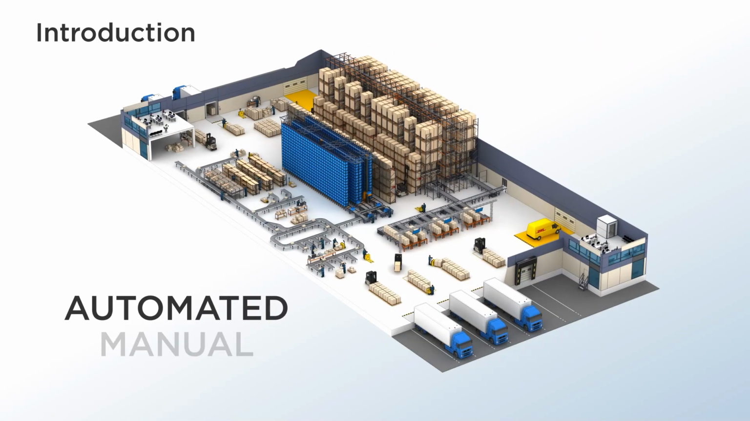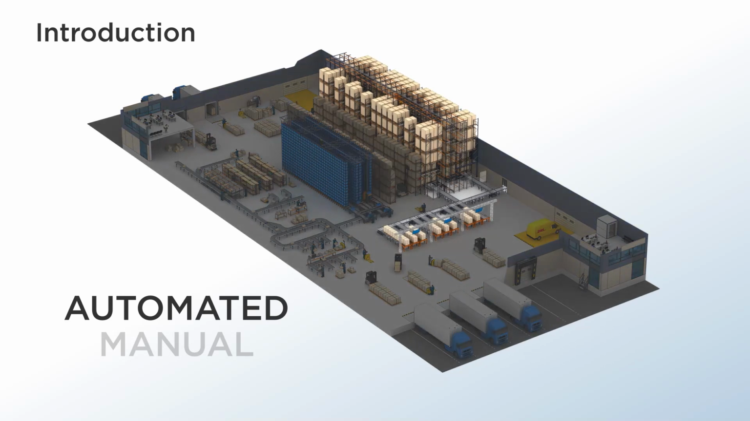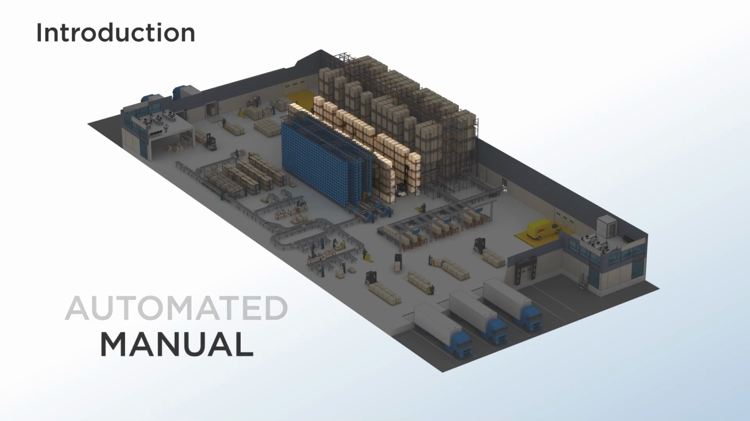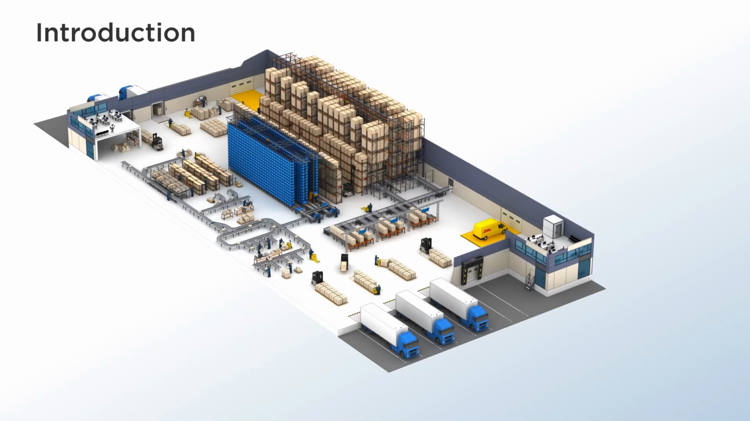The automated section includes a high-density storage zone for large goods, as well as a mini-load system for small items. The manual section features selective pallet rack storage and a zone for small items, with picking shelves and carton flow racks. The warehouse is divided into different zones for goods receipt, packing, staging, and dispatch.